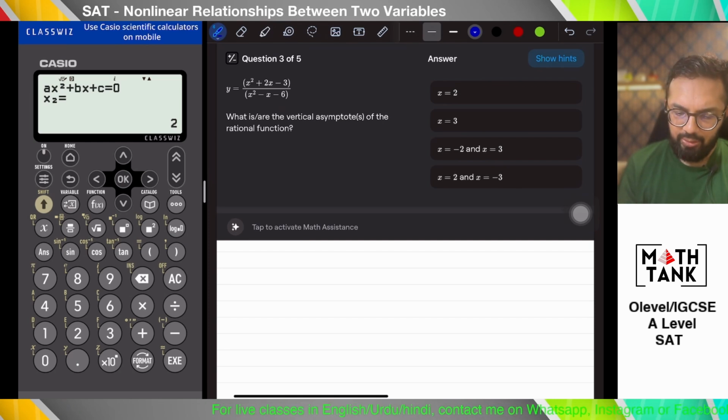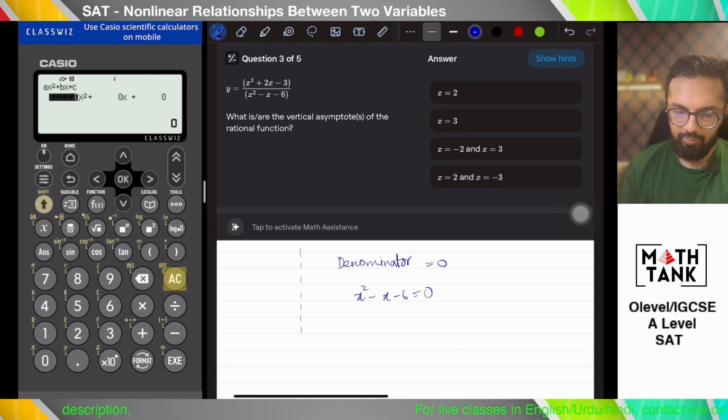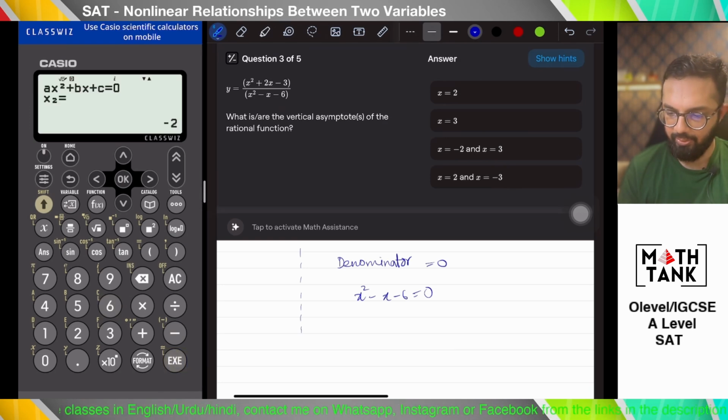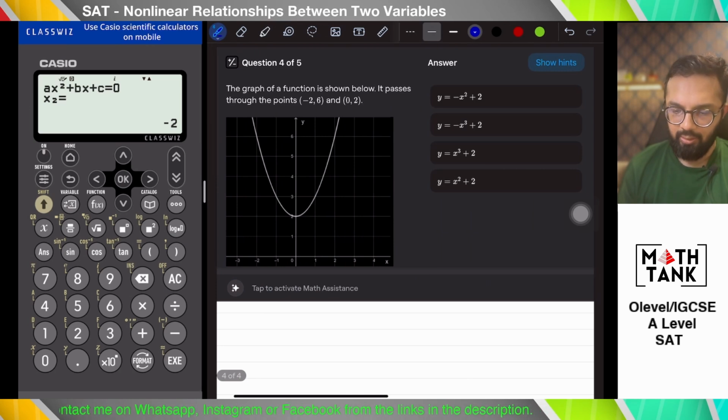Vertical asymptotes, wherever it goes to infinity on these. Okay, so it goes to infinity when the denominator is equal to 0. So x² - x - 6 = 0. So that should be at 3 and -2.